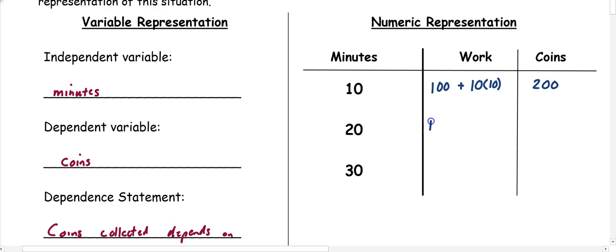After 20 minutes, we have 100 plus 10 times 20 minutes. 10 times 20 is 200, plus 100 is 300 coins. Then he has 100 coins, plus 10 times 30 minutes. 10 times 30 is 300, plus another 100 is 400 coins.